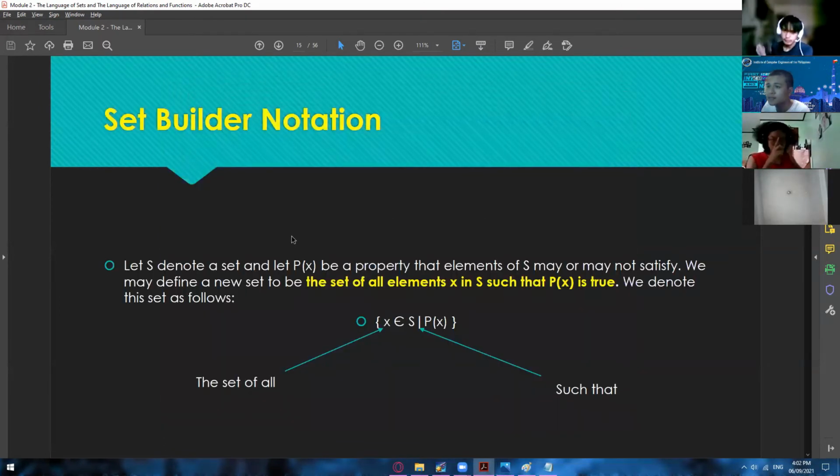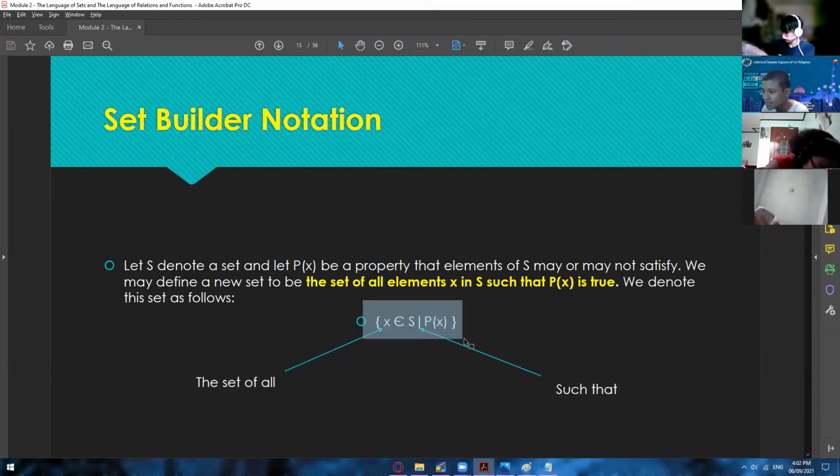Okay, and next we have the set builder notation. Let S be a set and let P of X be a property that elements of S may or may not satisfy. So we may define a new set to be the set of all elements X in S such that P of X is true. So we denote this set as follows.